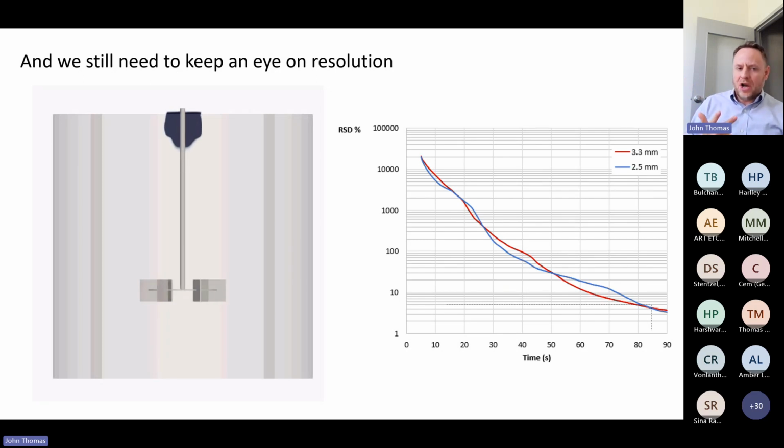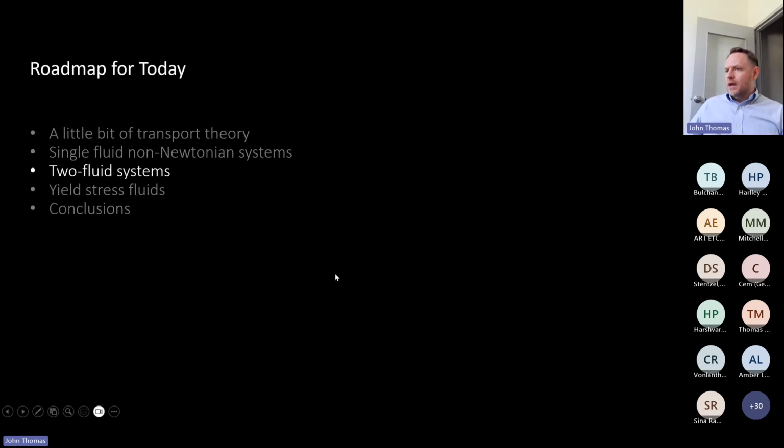The rules don't go out the window once you change the rheology. All these physics still apply. Let me keep on it here. So I've spoken a bit about single-phase non-Newtonian systems, and I sprinkled in some Newtonian low Reynolds number, because the toroids come up a lot in the non-Newtonian systems as well.